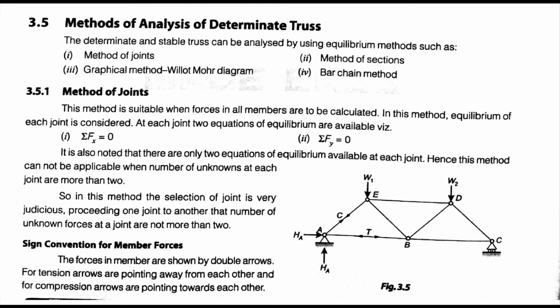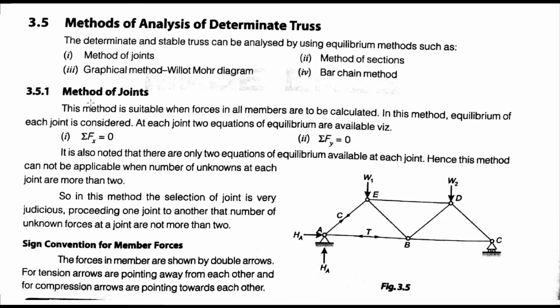Hello dear students. In this video we are going to discuss methods of analysis of determinate truss. We know a determinate and stable truss can be analyzed by using method of joints and method of sections. Another two methods are the graphical method and the bar chain method. But in our syllabus we will discuss only method of joints and method of sections to analyze our determinate truss.